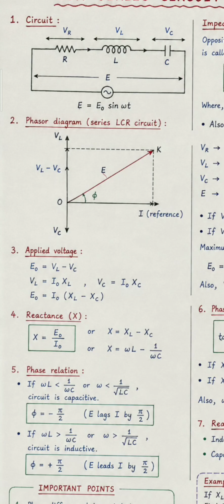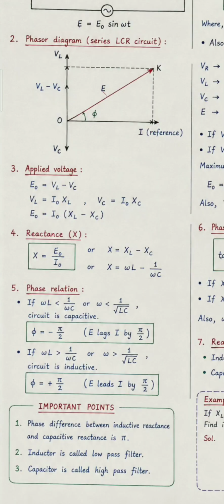the circuit is capacitive. Phi is equal to minus pi by 2, because the voltage lags the current by pi by 2. If omega L is greater than 1 by omega C, or omega is greater than 1 by root LC, the circuit is inductive. Phi is equal to pi by 2. The voltage leads the current by pi by 2.